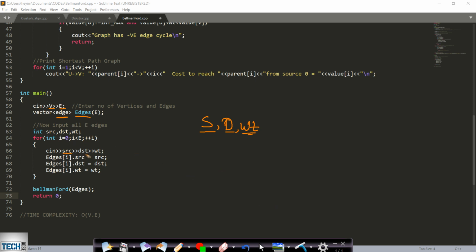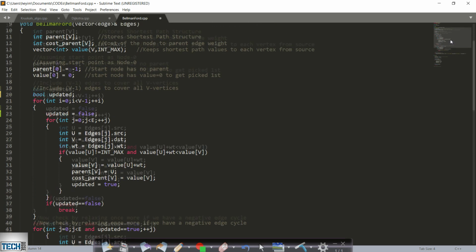Now I will be taking source, destination, and weight for each and every edge. So each edge will be having 3 values: source, destination, and weight. I will be taking inputs for all the E number of edges. Now after taking all the inputs, I will be calling the Bellman-Ford algorithm in order to find the shortest path. So let us now look at the function.